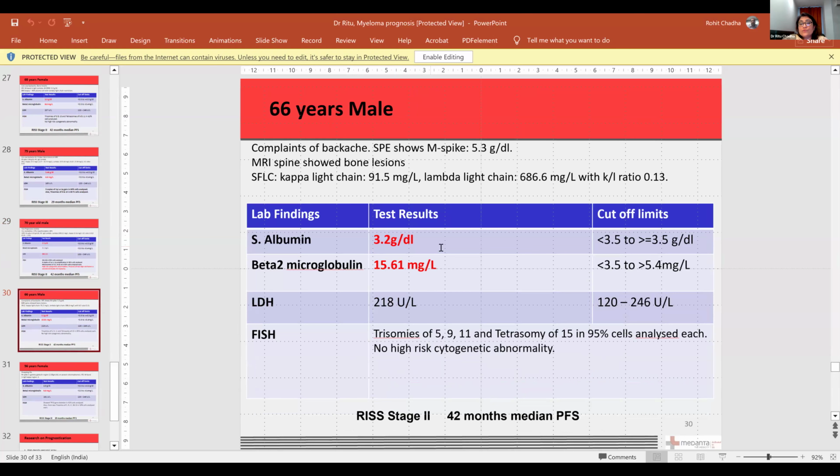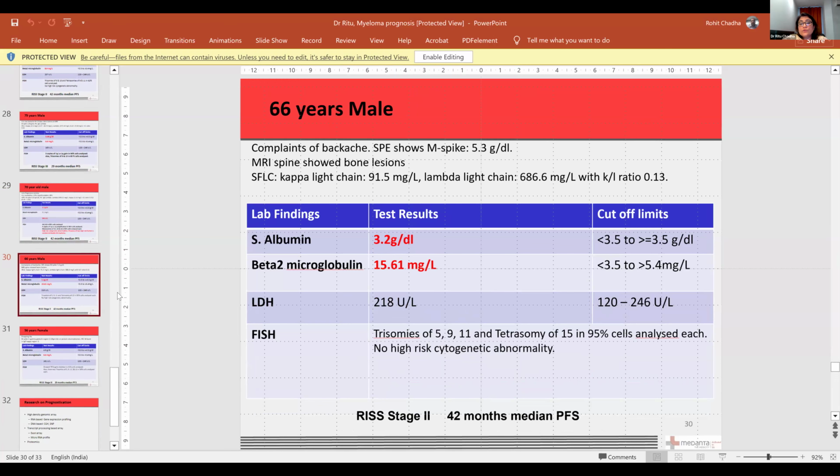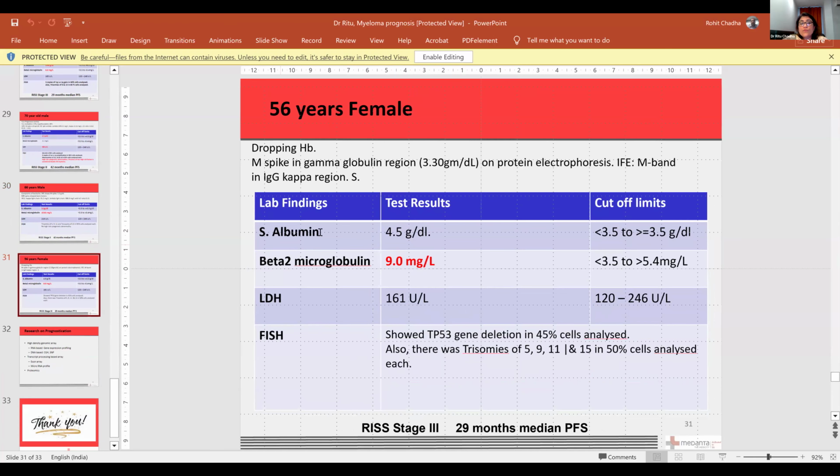A 66-year-old male with an albumin of 3.2, beta 2 microglobulin of more than 5.4. These are the cutoffs given. And the LDH is within normal limits. There is no high risk cytogenetic abnormality. And the RISS stage is 2, with 42 months median progression-free survival. So this is how, just to get an idea, we do staging in a real life scenario for a patient using all the important markers like serum albumin, beta 2 microglobulin, LDH, and the interphase FISH findings.